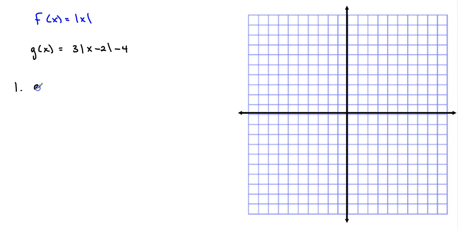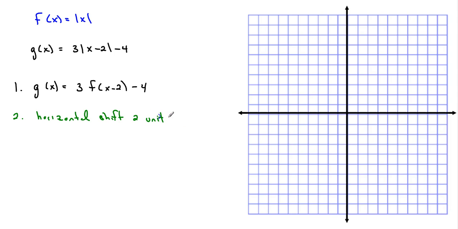G of x equals 3 times f of x minus 2 out of parentheses, minus 2. Beautiful. G of x equals 3 times f of x minus 2, minus 4 on the outside. Excellent. What are my transformations? Give me one transformation. A horizontal shift 2 units right. Beautiful. Horizontal shift 2 units to the right.